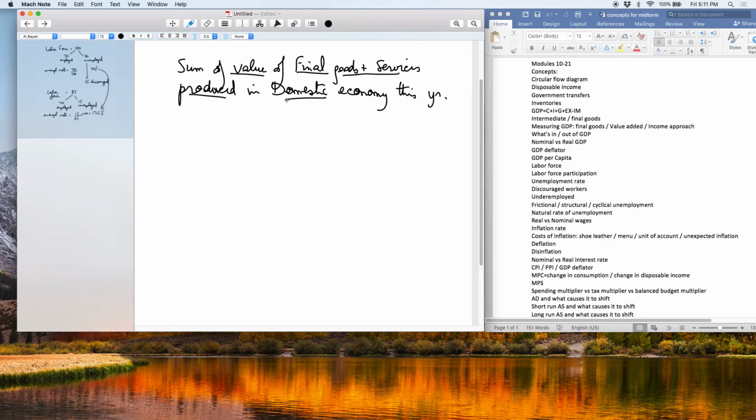In the domestic economy, we're only interested in what's happening on U.S. soil. This year, because GDP is being counted annually. Well, it's counted every 3 months, quarterly in other words, but we also count it per year. So if, for example, I spend money on foreign wine, the value of foreign wine is not part of GDP because it wasn't produced domestically.